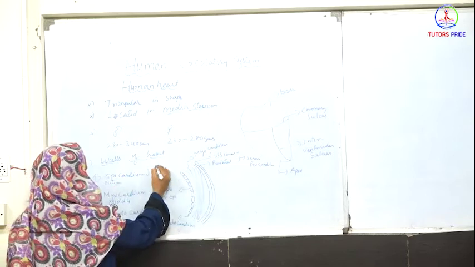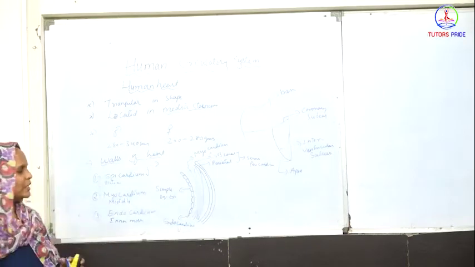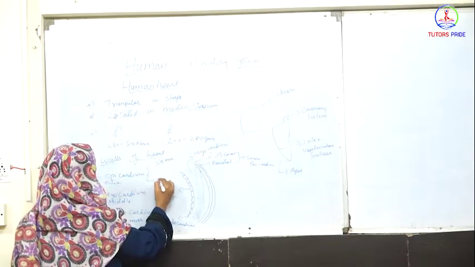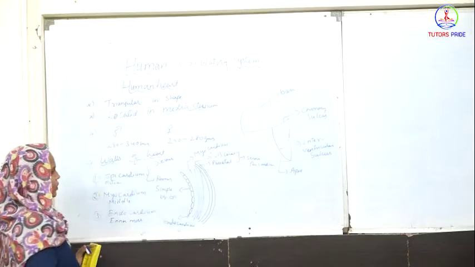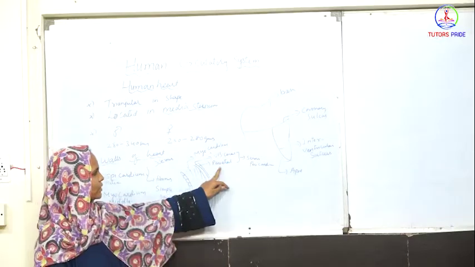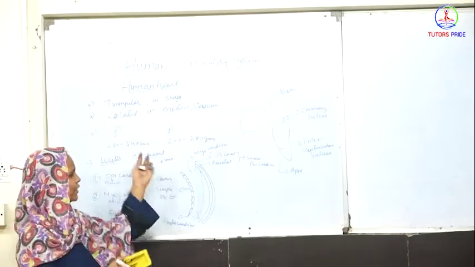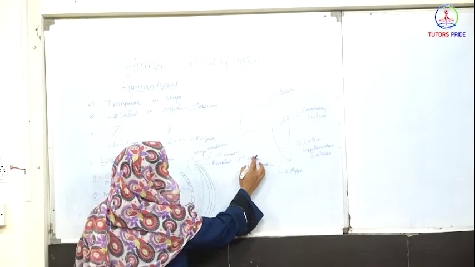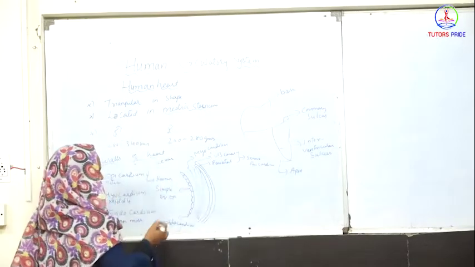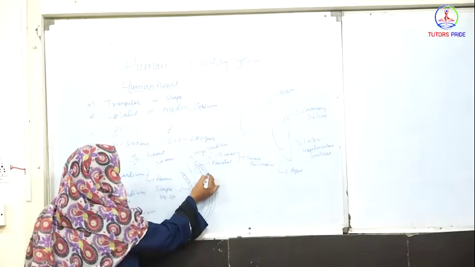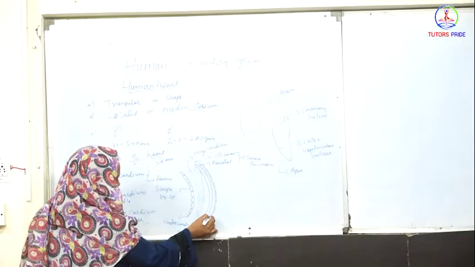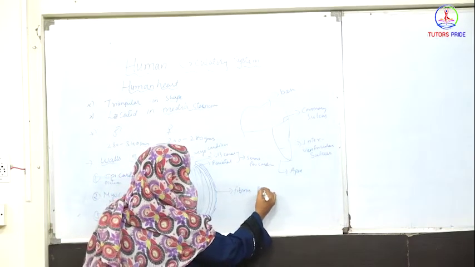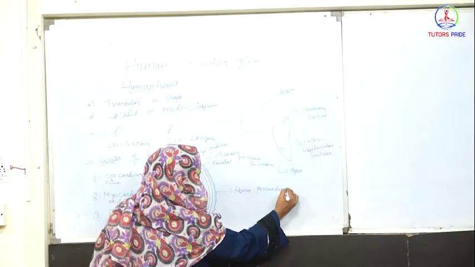Now it is divided into two sub layers: serous pericardium and fibrous pericardium. Serous we have already drawn. Serous is again divided into sub layers, visceral and parietal. Both together are called the serous pericardium. And the last one is the fibrous pericardium.